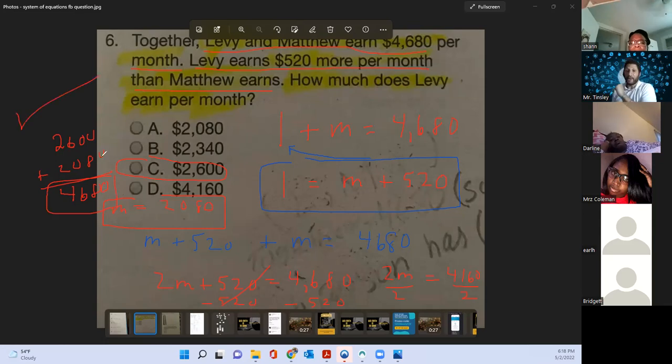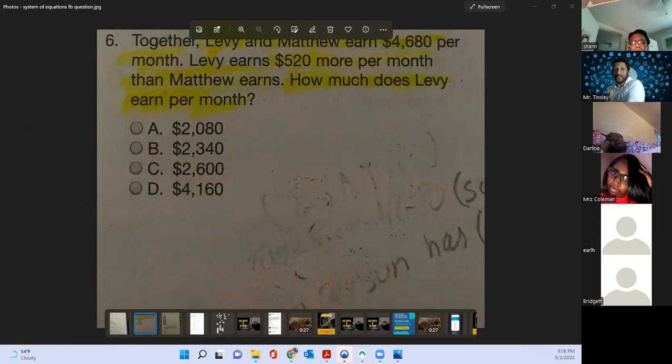Always check your work. Now, I'm going to save this and clear it, because Shannon said something else. She said, I'm going to use my multiple choice. I know one of these answers is right. So this is what Levi makes, right? So watch this. I love the fact that you said I want to use my multiple choice.